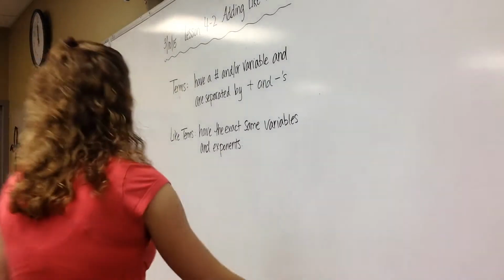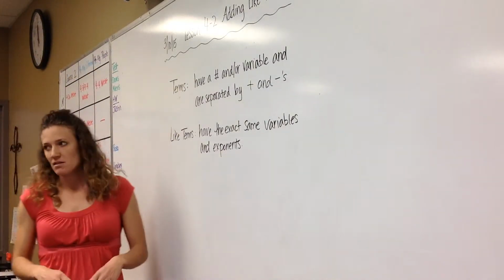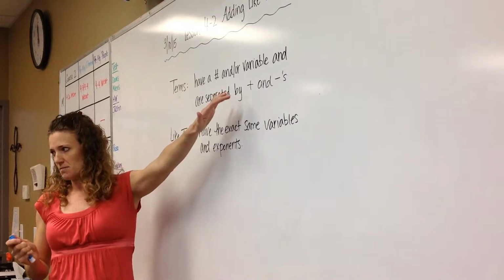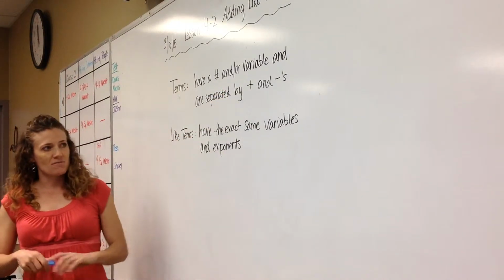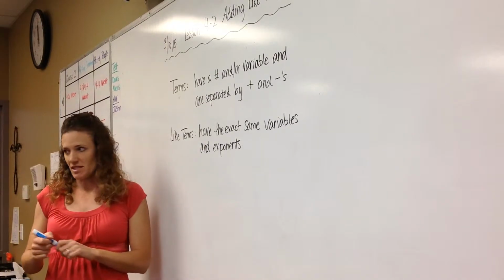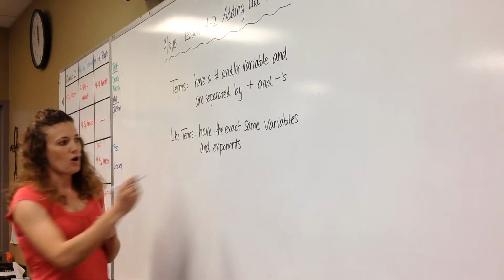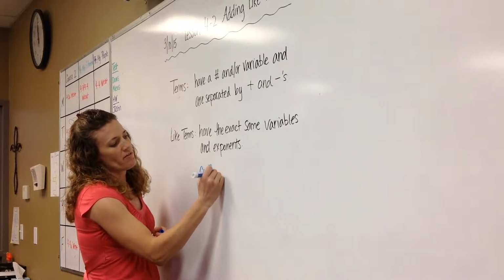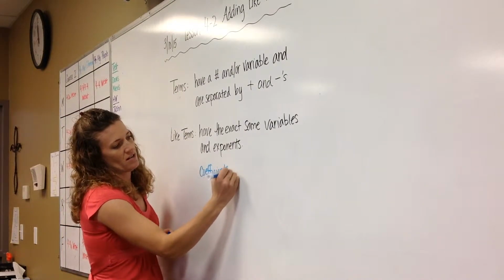Okay, so to recap, terms are made up of a number and a variable and are separated by plus and minus signs. Like terms have the exact same variables and exponents, but their coefficients can be different. So the number before a variable can certainly be different.